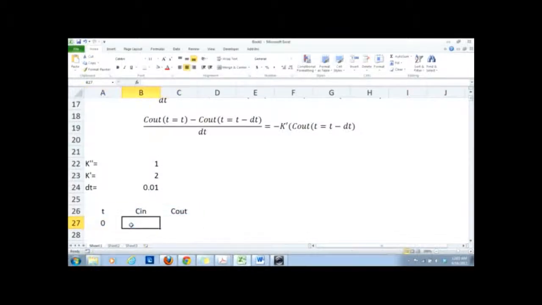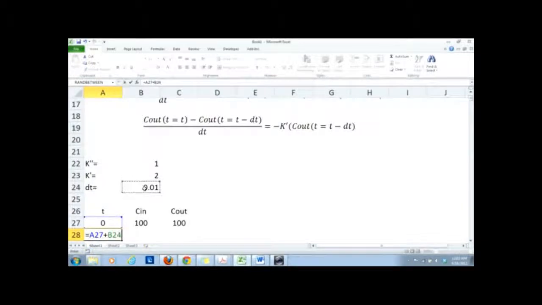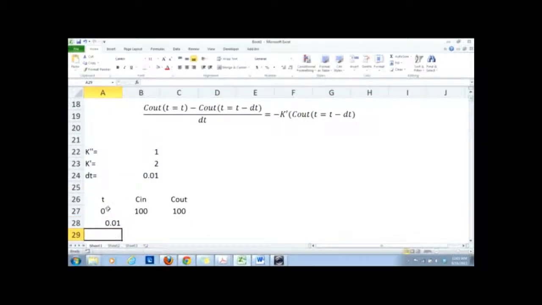Now C in, let's assume the initial concentration is 100 in the first chamber and 100 in the outside chamber. And now after time dt, the time will be t plus dt. And because dt is constant, I need to put a $ sign with this number. That will ensure that dt is not changing if I try to drag this series down.